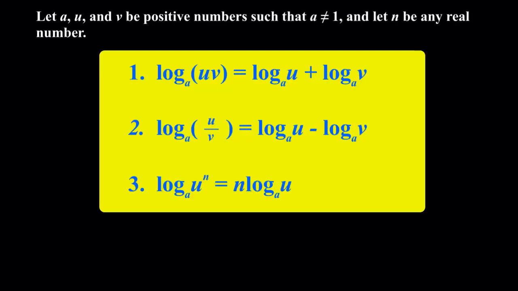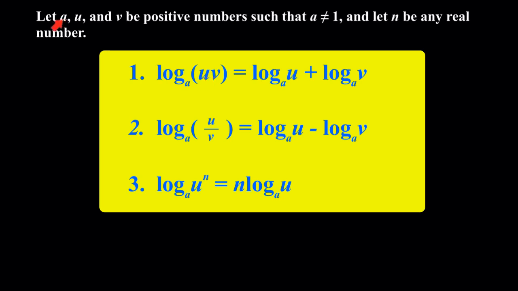All right, in this section, we're going to be talking about properties of logarithms. There are three main properties of logarithms that we're going to be looking at. The first one says that the log base a of u times v. Now, u and v are going to represent many different things. It might be a number, it might be a function, a lot of different things that u and v could be.